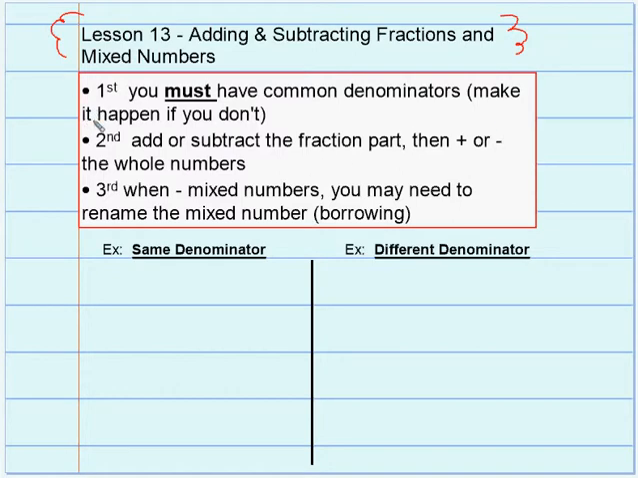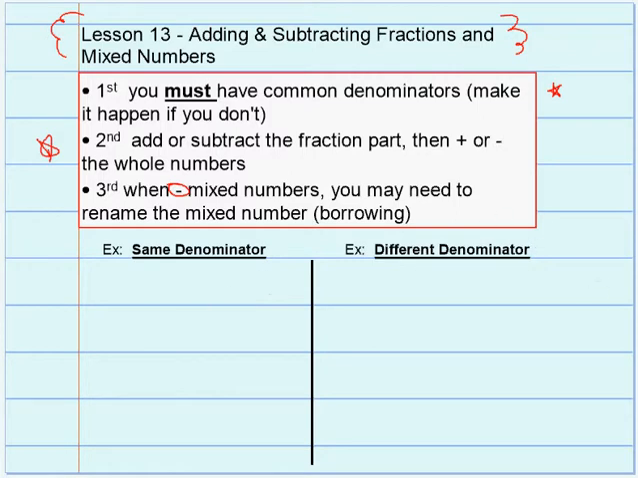Okay, if you remember all of these facts here, these steps, you'll be successful with adding and subtracting fractions and mixed numbers. First, you must have common denominators, so make it happen if you don't. If you need help with that, let me know, please. Second, add or subtract the fraction part, then add or subtract the whole numbers. Third, when subtracting mixed numbers, you may need to rename the mixed number, which is borrowing, and we'll do an example like that.